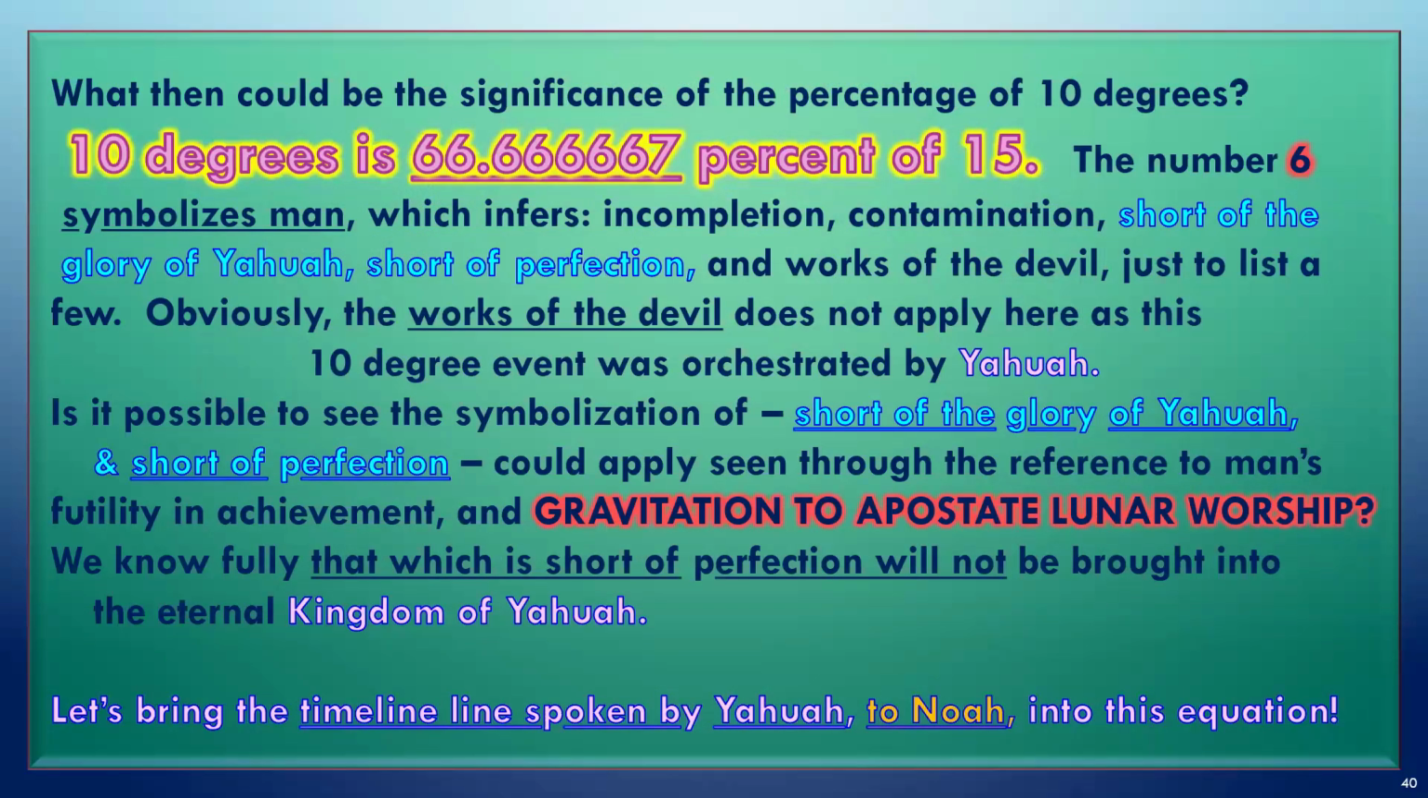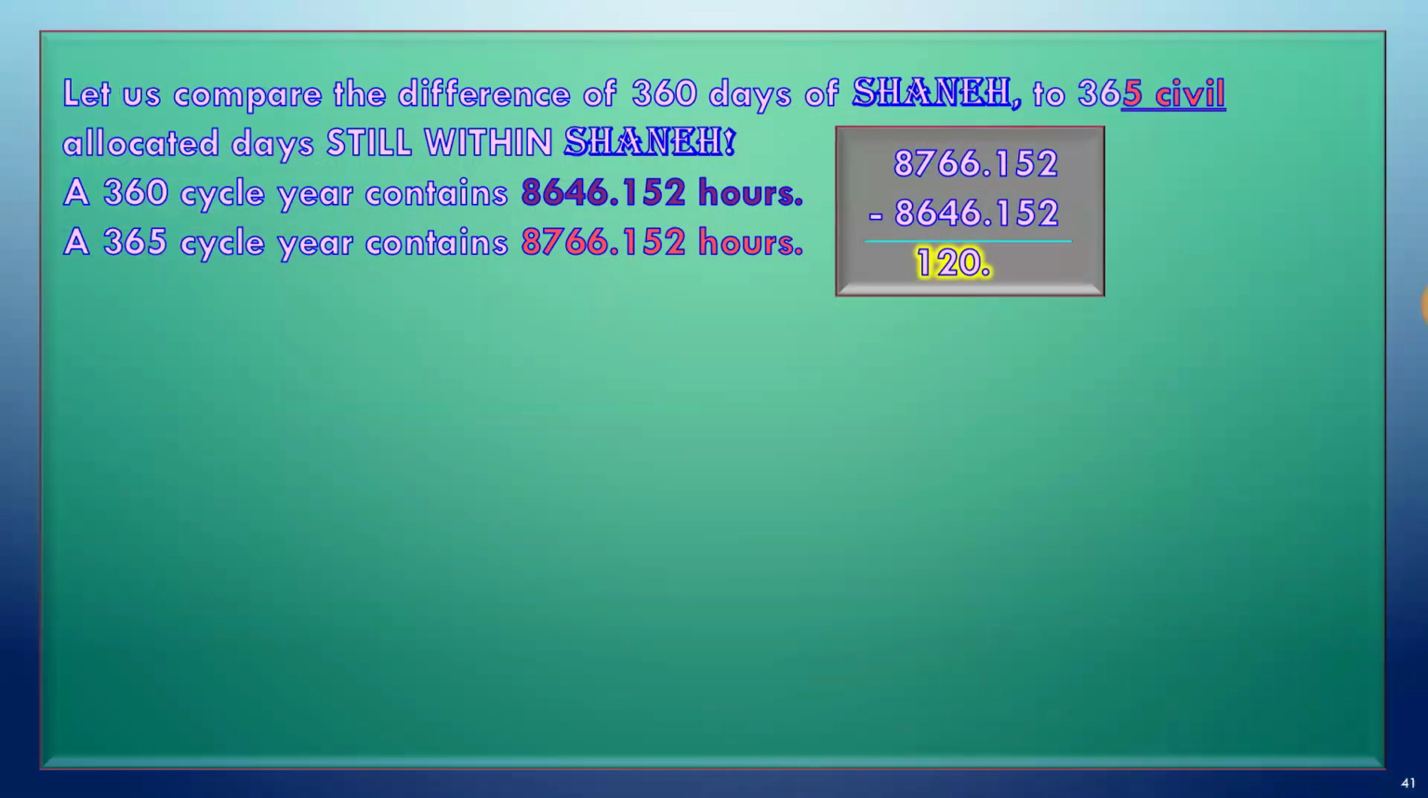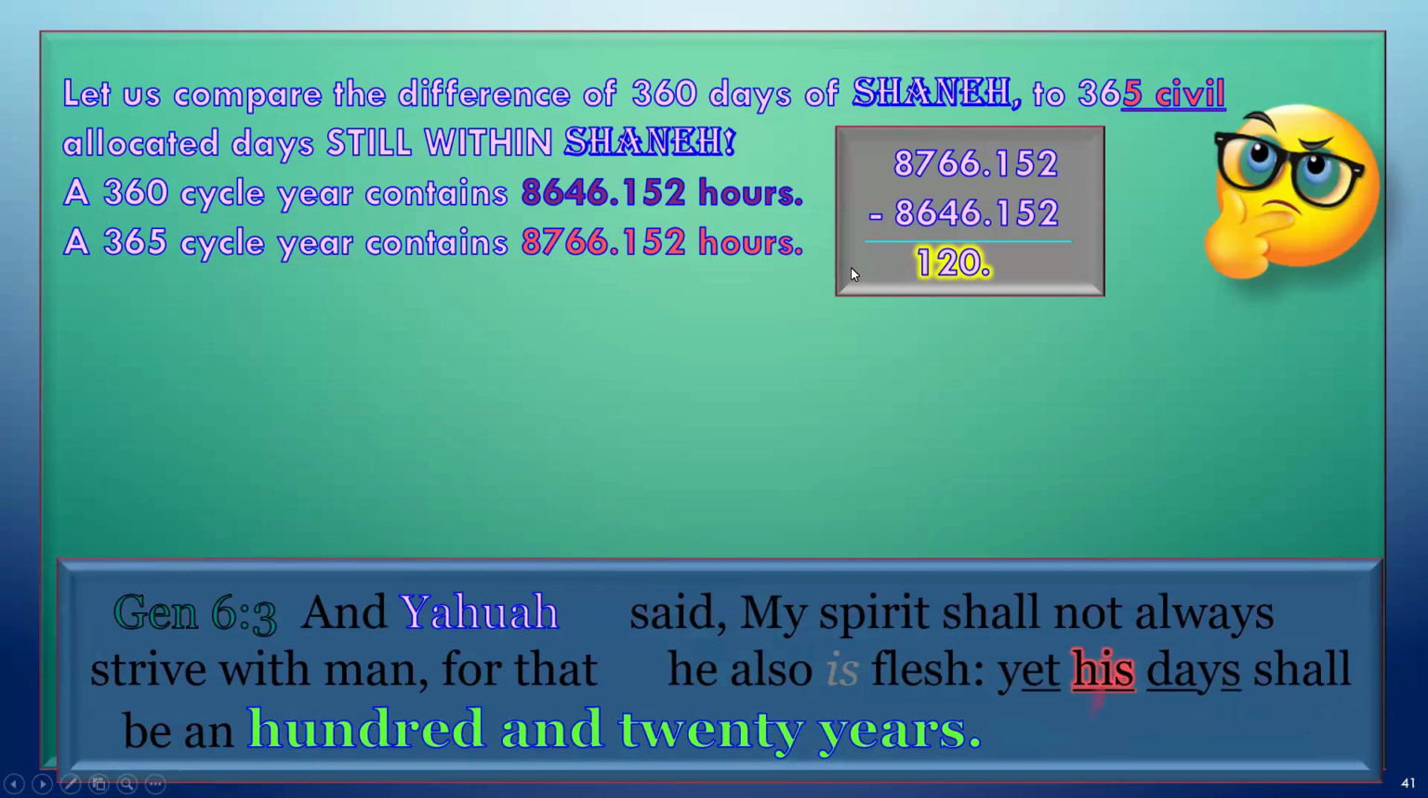Let's bring the timeline spoken by Yahuwah to Noah into this equation. Let us compare the difference of 360 days of Shanei to 365 civil allocated days still within Shanei. A 360 cycle year contains 8,646.152 hours. A 365 cycle year contains 8,766.152 hours. Do the subtraction, you see that on the right in this brown box, and you come out again with 120, same as we mentioned before, 120.